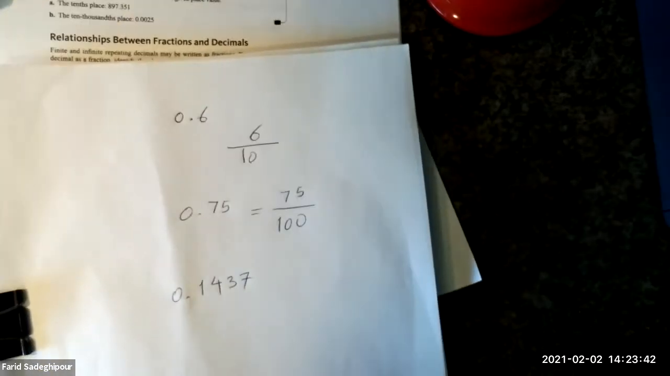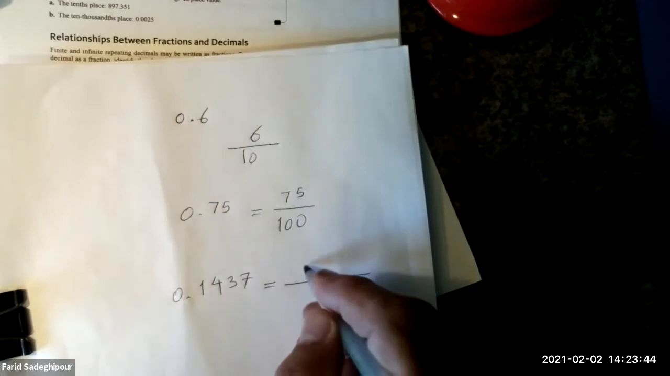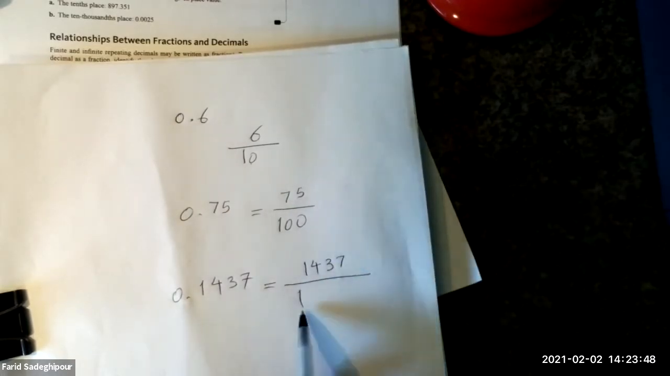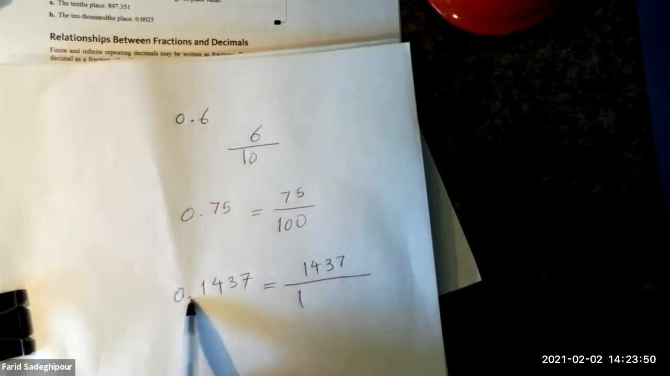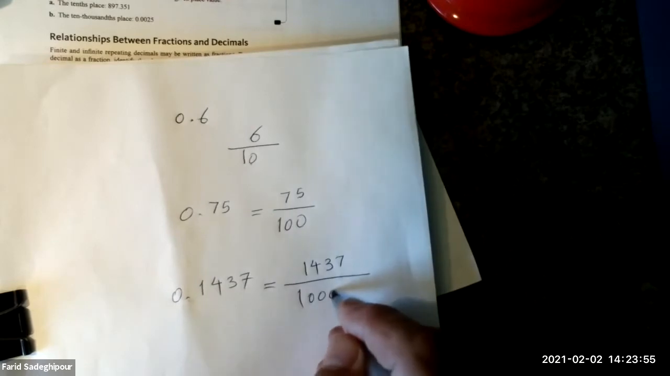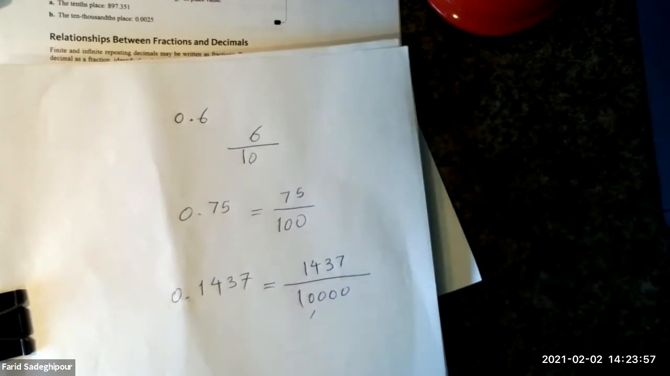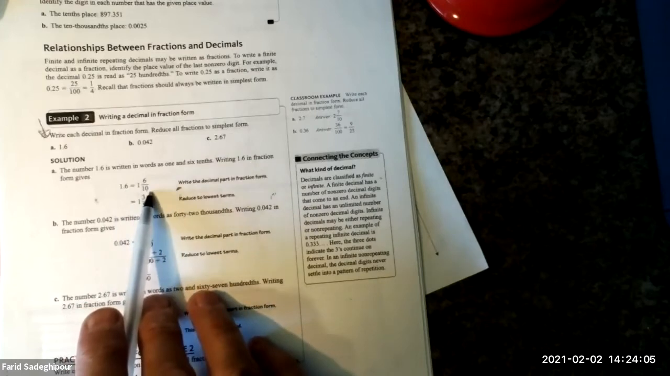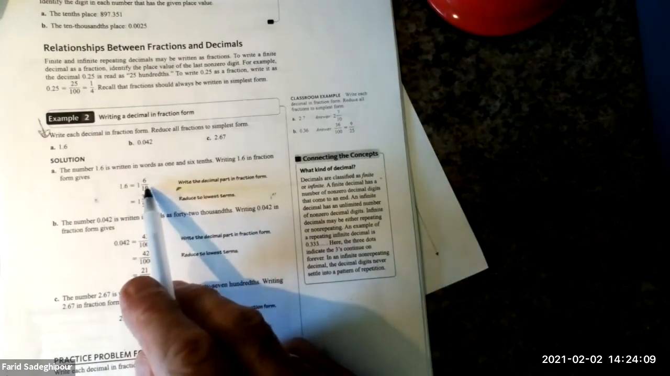0.1437. You write the whole number. How many 0s after 1? After the decimal, there is 1, 2, 3, 4. So 1, 2, 3, 4. Right. So what we do here is 0.6 itself. 0.6 is 6/10. And then you just simplify it because 6 and 10 both are divisible by 2.